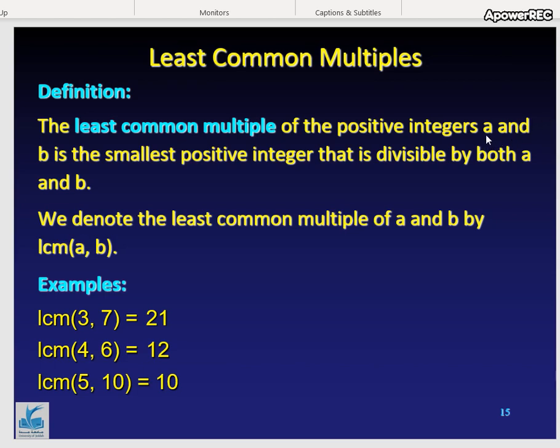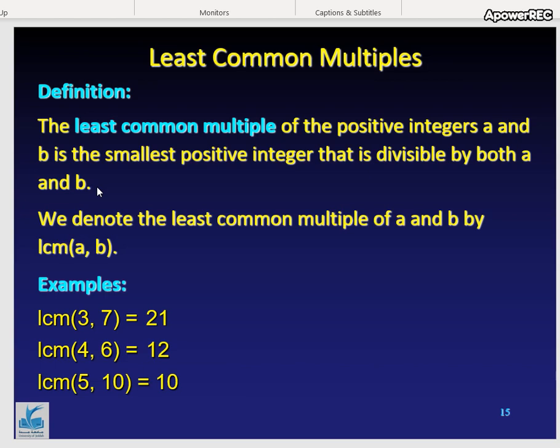So let's say we have two integers a and b, and we assume that both are positive integers. Then the LCM is the smallest positive integer that is divisible by both a and b. So it's generally a number which is larger than both a and b, or at most equal to the bigger of the two, if one is a multiple of the other.